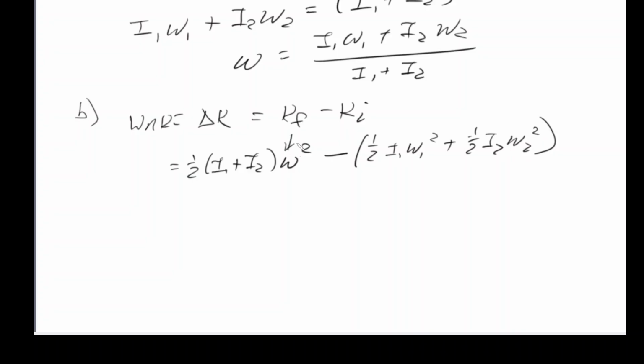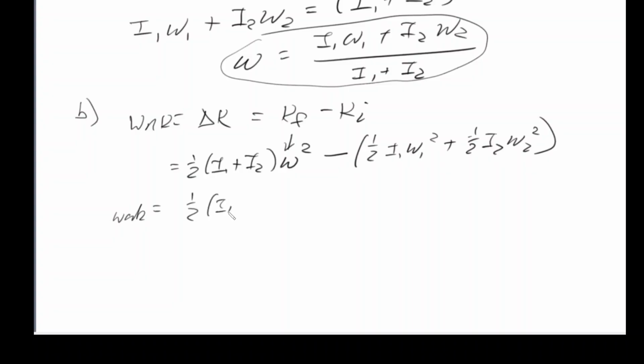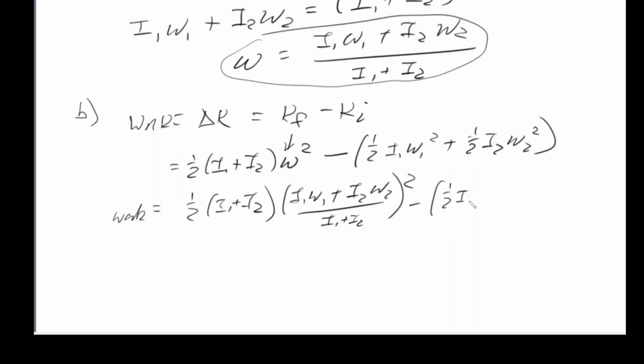Now, we know what omega is because we just found it above. So the work is equal to 1/2 (I1 plus I2) times omega squared, which is ((I1 omega-1 plus I2 omega-2) over (I1 plus I2)) squared, minus (1/2 I1 omega-1 squared plus 1/2 I2 omega-2 squared).